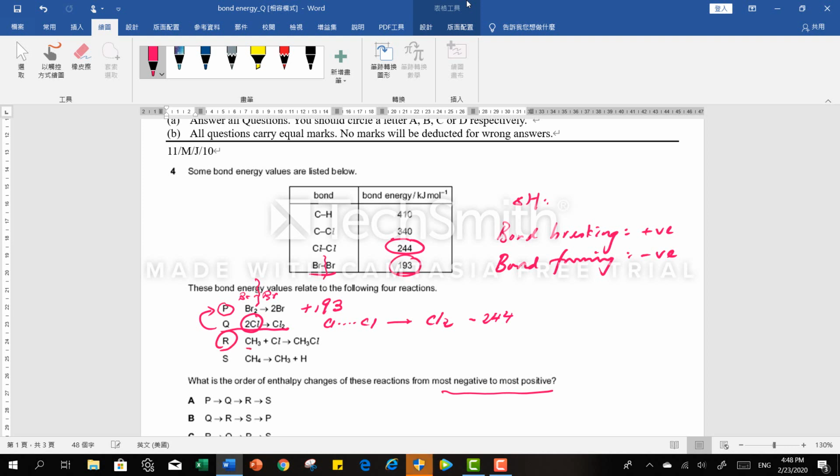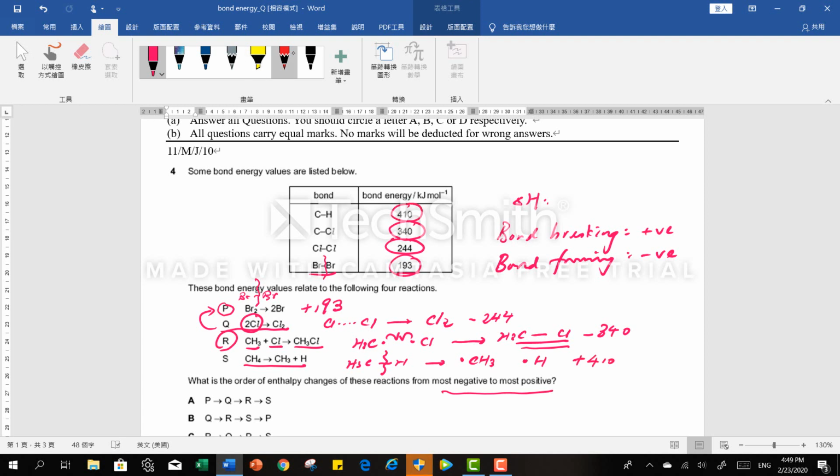And for R, if you compare the reactant and the product side, originally it is CH3, right? And then when they come together, they're going to form a new bond, okay? A new C-Cl bond is formed, so it's here. Since it is bond forming, it is negative 340, okay? And S is different. Basically, you need to break down this bond so that they become this one, right? Since you are breaking a C-H bond, it is positive 410.